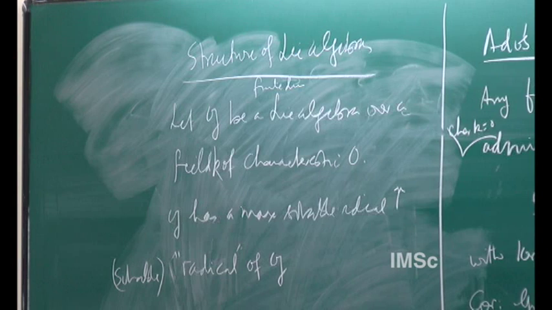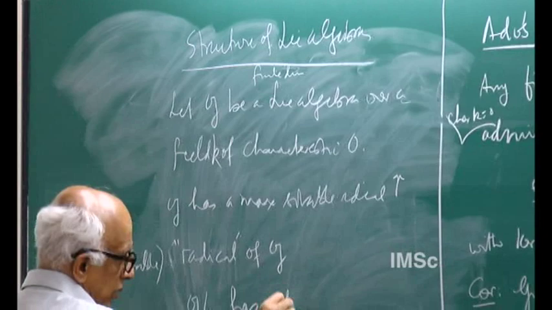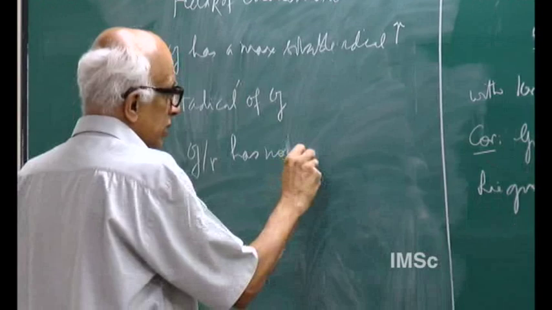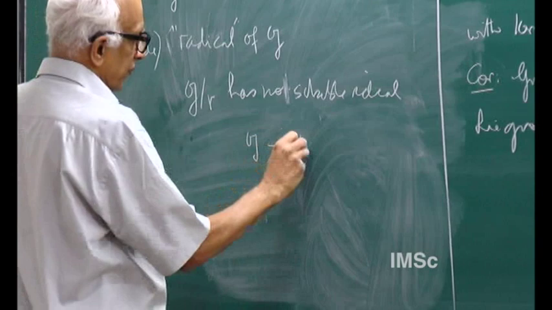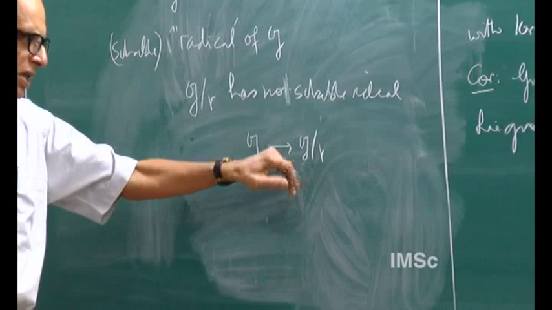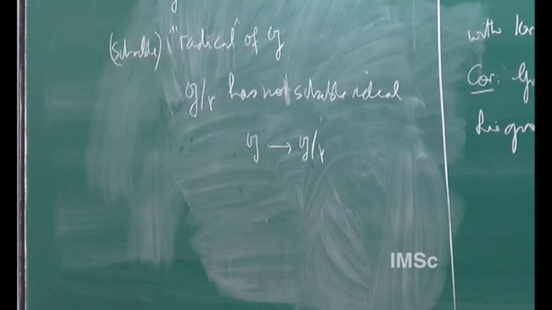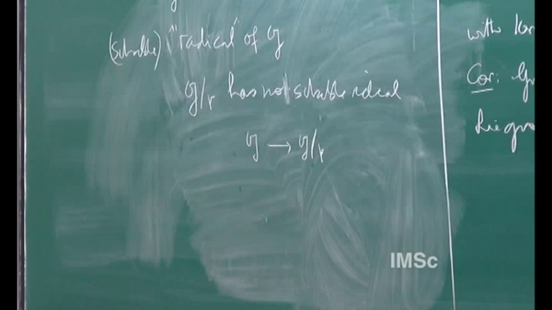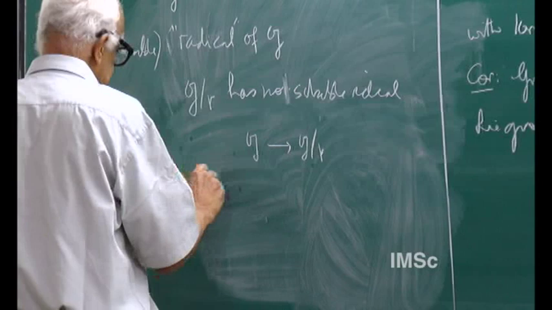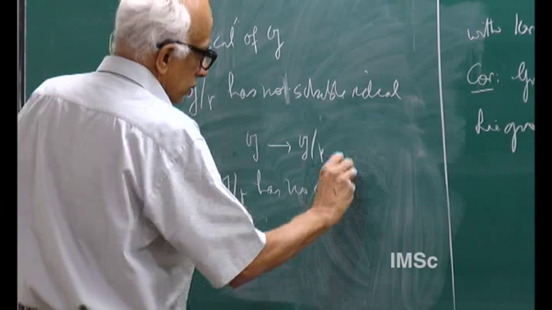And of course, G by R has no soluble ideal. You have G to G by R. The point is, if this had a soluble ideal, I can take the inverse image that will produce a soluble ideal in G. If you have an exact sequence 0 to R1 to R2 to R3 to 0, if R1 and R3 are soluble, so is R2. If R2 is soluble, R1 and R3 are also soluble. So because of that, this has no soluble ideal, which of course implies it has no abelian ideals, or nilpotent ideals.